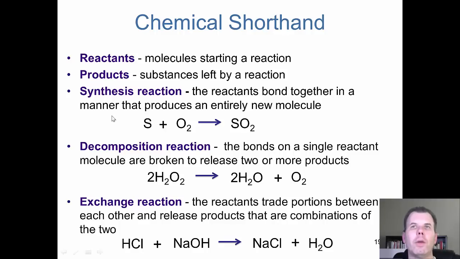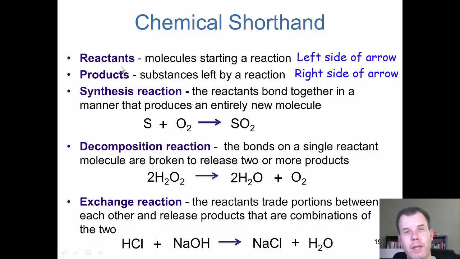All right, so let's talk about some chemical shorthand. Again, we're going to look at this when we talk about enzymes here in the next couple weeks. So, reactants and products. Reactants are always going to be on your left-hand side. Your products are always going to be on your right-hand side. So if you look at this reaction here, these are your reactants. This is your product, okay? Like here, here's your reactants. Here's your products. And then in this case, reactants, products. So a real easy way to remember this.